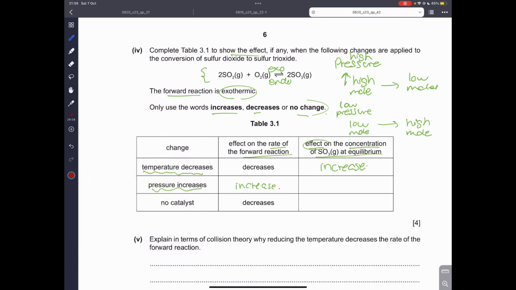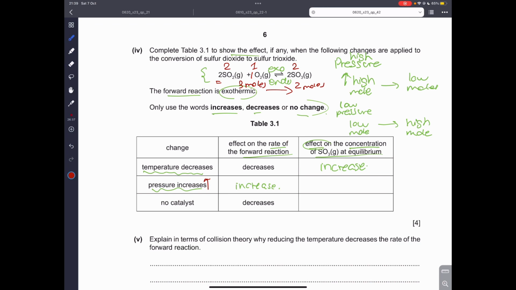So you can see that here we have 2 moles of sulfur dioxide and 1 mole of oxygen. Now this is going to produce 2 moles of sulfur trioxide. So there's a total of 3 moles on the left hand side and 2 moles on the right hand side. So you can see when pressure increases, it will go from the highest number of moles to the lower number of moles. So the reaction will definitely increase.